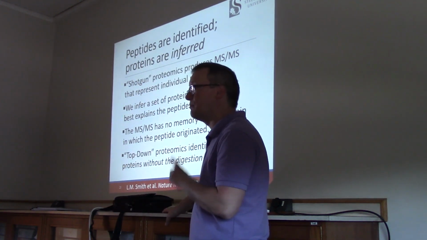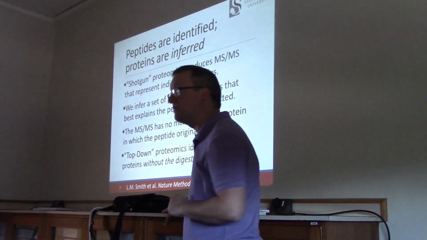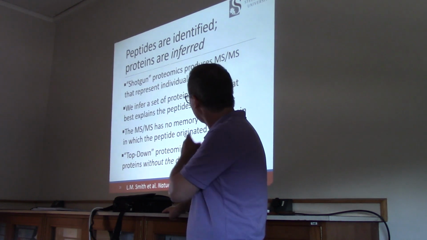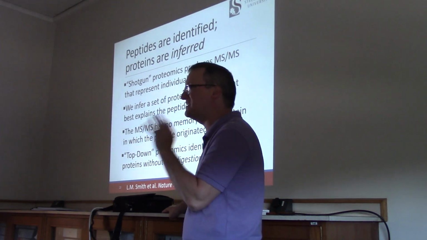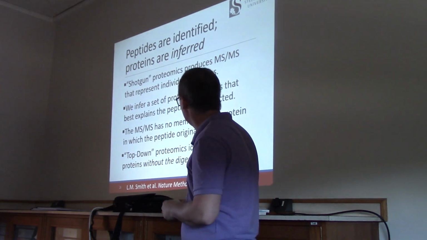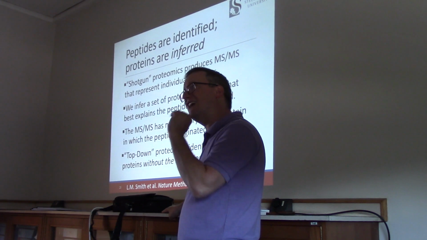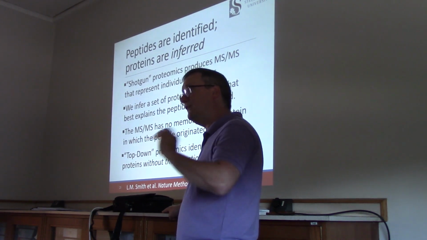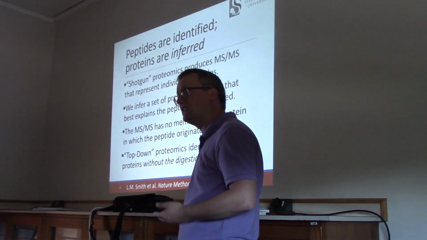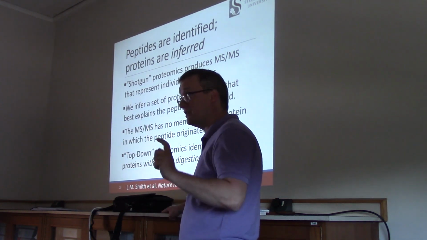Shotgun proteomics produces tandem mass spectra, that's an MS-MS, that represents individual peptides. We are inferring a set of protein sequences that best explain the peptides we've seen. The MS-MS is produced from a peptide that has no memory of which protein it came from. So if you have multiple proteins in the database that are all equally good explanations for where this peptide came from, you'd better consider them all.